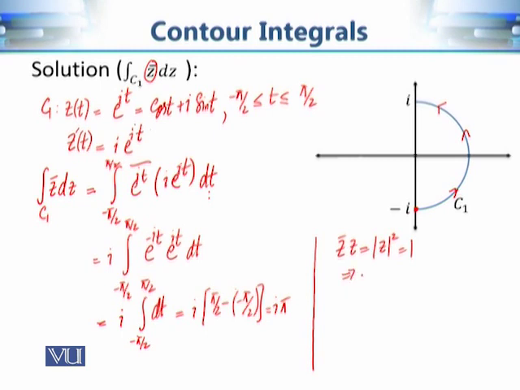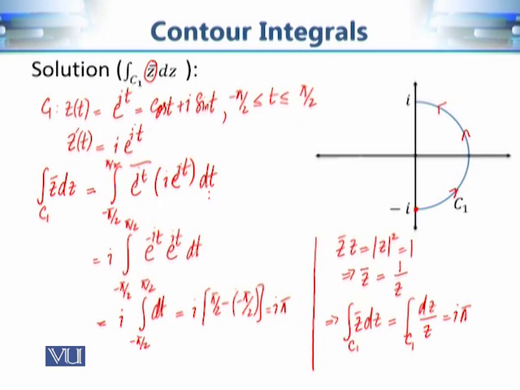So, this implies that z conjugate is basically equal to 1 over z. Okay. So, this implies the following thing. When we are calculating the integral of z conjugate dz along this contour C1, it is going to be equal to the integral of dz over z along the same contour C1, and the answer is iota pi. So that's how we calculate this contour.